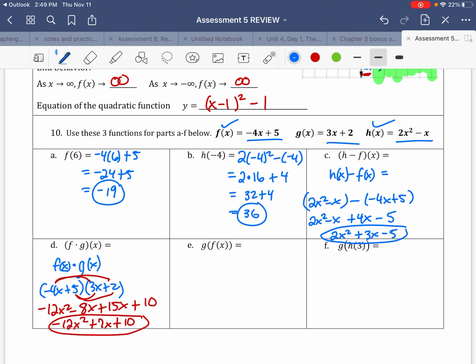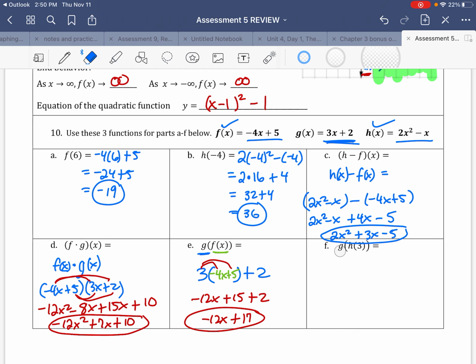All right. G of f of x. So that means g is the boss. So g is right here. I'm going to write down 3 something plus 2. And in that blank space, I'm going to put f of x. Well, f of x is negative 4x plus 5. So now we're just going to work this out. This makes negative 12x. This multiplies to 15, and then plus 2. So when I'm done, I have negative 12x to stay, and 15 plus 2 is 17.